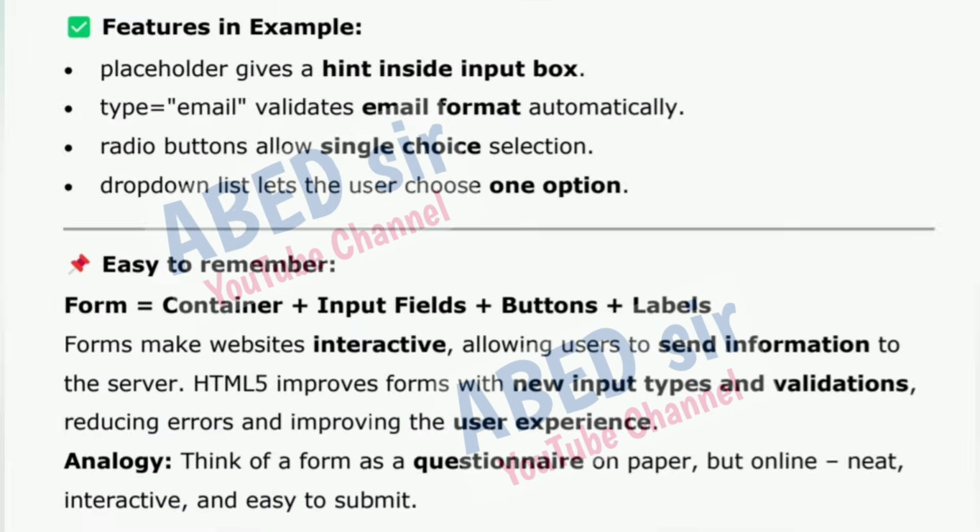Form. Features in example. Placeholder gives a hint inside input box. Type is equal to email validates email format automatically. Radio buttons allow single choice selection. Drop-down list lets the user choose one option. Easy to remember. Form is equal to container plus input fields plus buttons plus labels.